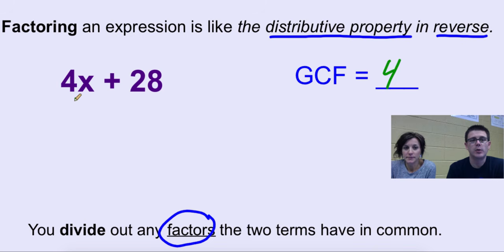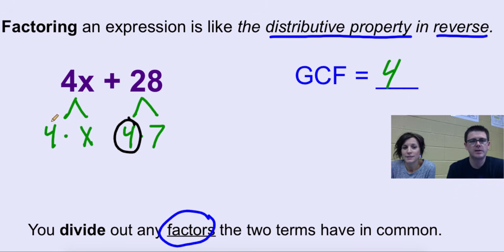So what we're going to do is break down each of these numbers using that greatest common factor. So we're going to take the 4, and then you ask yourself, what would I multiply times 4 to get to 4x? That would be x. And then my 4 again, 4 times what gives me 28? That would be a 7.